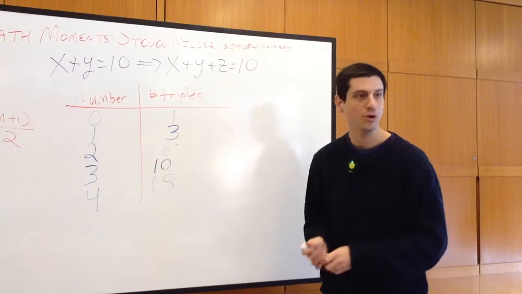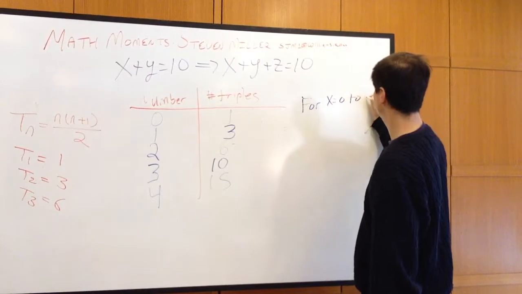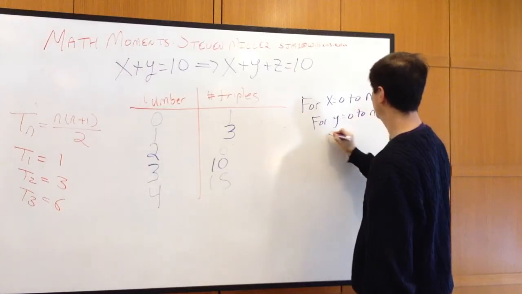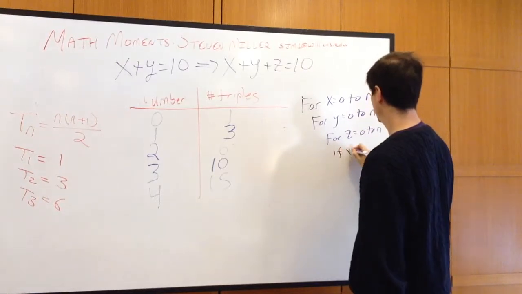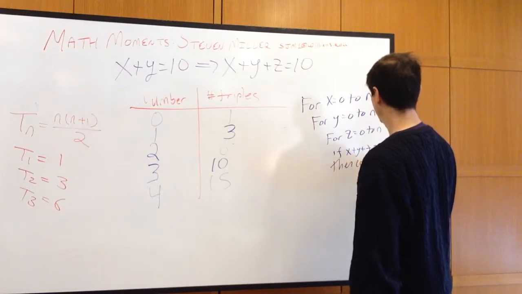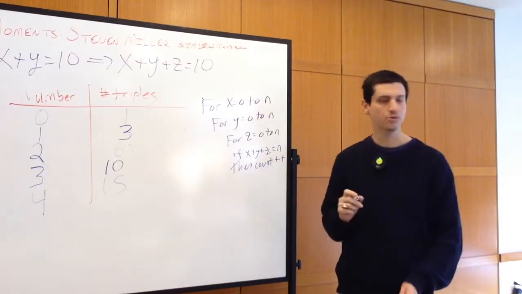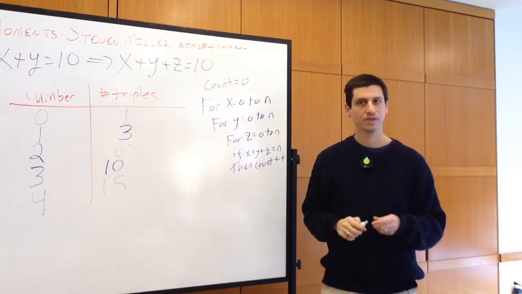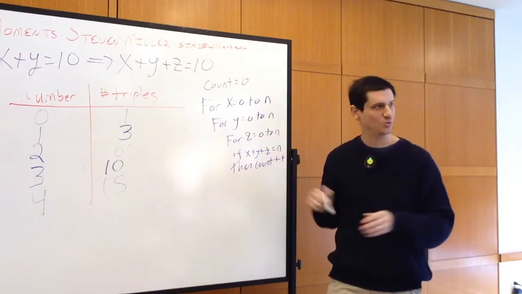I would not worry about writing the code well. Start off with count equals 0. For x equals 0 to n, for y equals 0 to n, for z equals 0 to n, if x plus y plus z equals n, then count equals count plus 1. The plus plus is just shorthand notation for incrementing by 1. This is, of course, overkill. You can make the code a lot more efficient than this. I'm not going to worry about that right now.